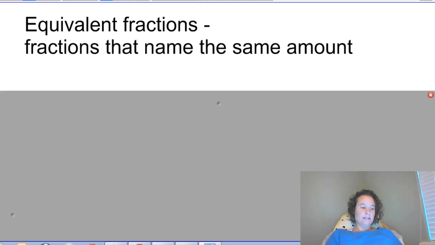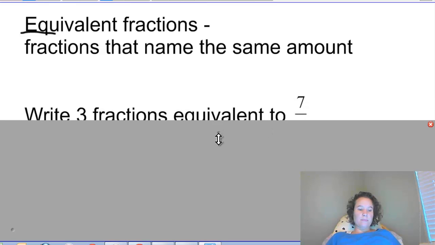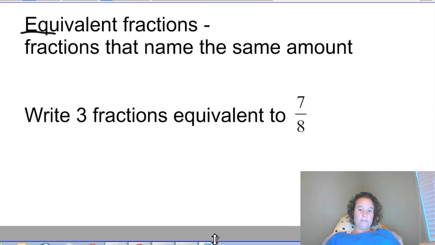And equivalent has the root word in it, EQU, which should help you understand that it has something to do with equal. So equivalent fractions are basically fractions that are equal to each other, or fractions that name the same amount. So we're looking for fractions that name the same amount but look a little bit different.